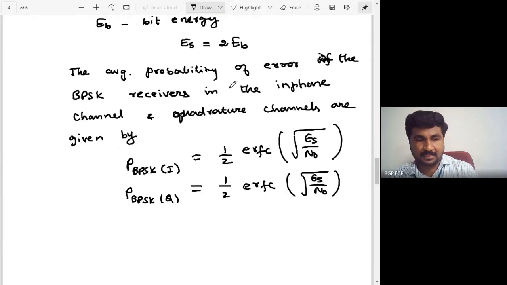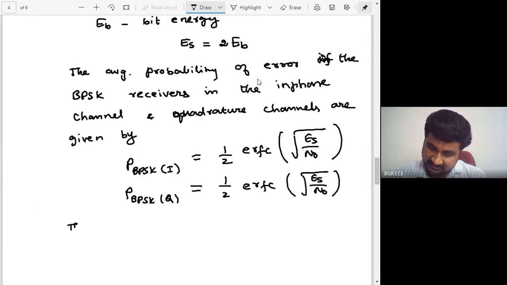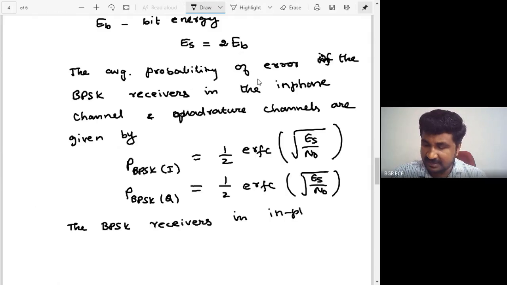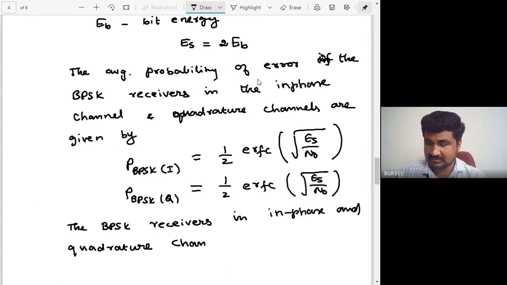And now, both of these are independent of each other. That is, the BPSK receivers in the in-phase and quadrature channels are statistically independent of each other.